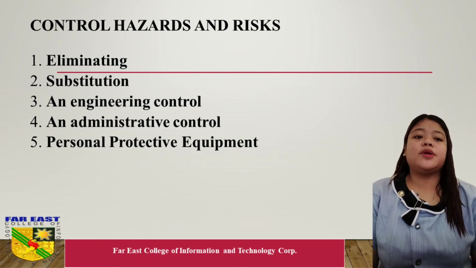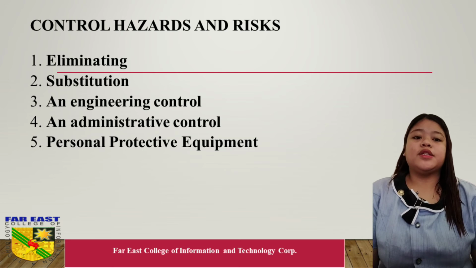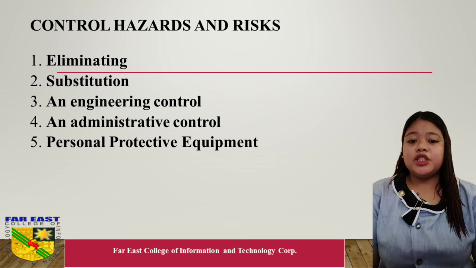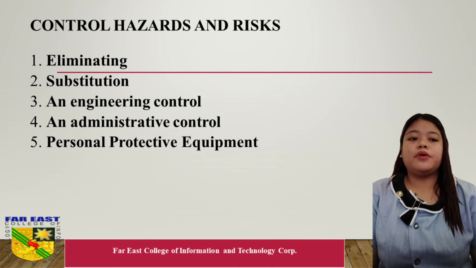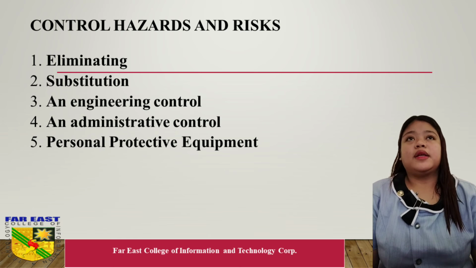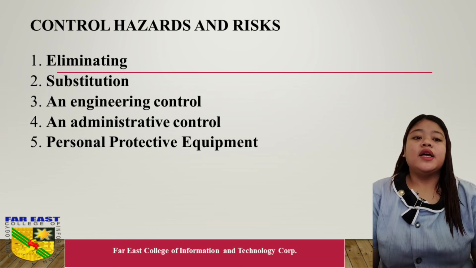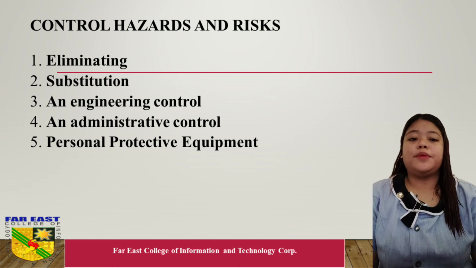Next, substitution is replacing a hazardous agent or work process with a less dangerous one. Next, an engineering control may mean changing a piece of machinery, for example, using proper machine guards. Next, an administrative control may mean working a limited number of hours in hazardous areas, for example job rotation. Next, personal protective equipment. In any job, they have this. It includes ear and eye protection, masks, respirators, and protective clothing.